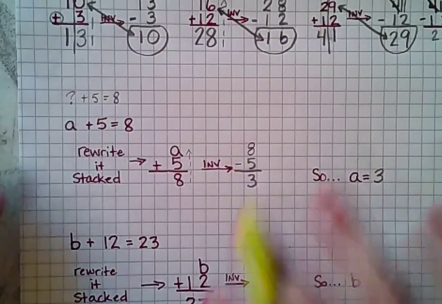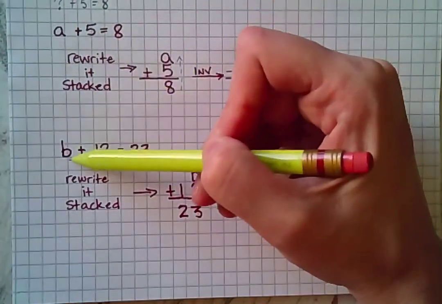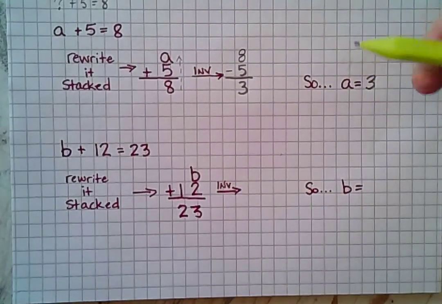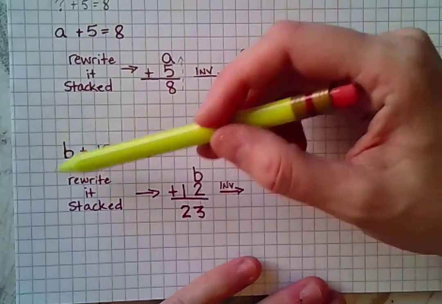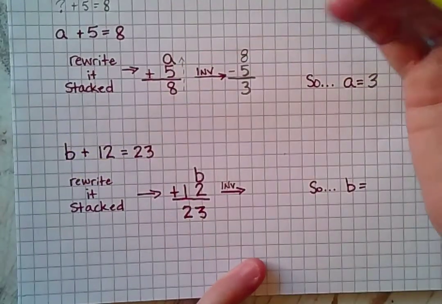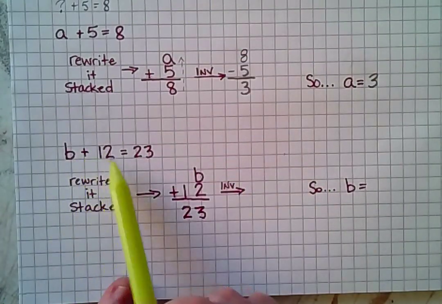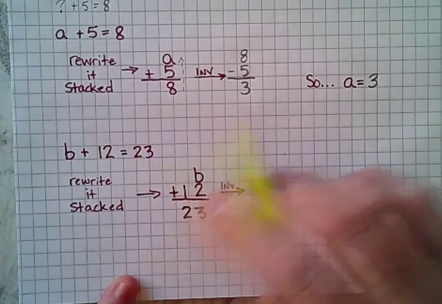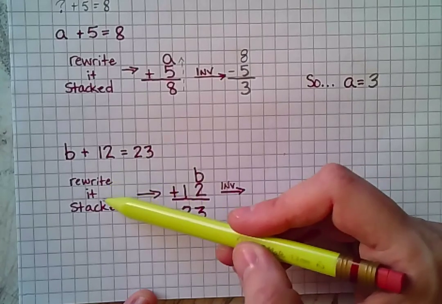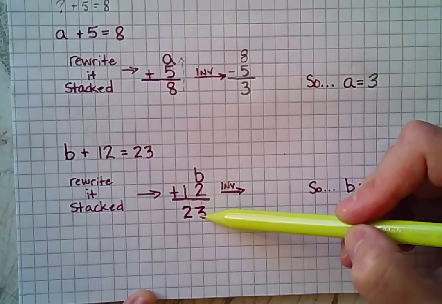Let's try another one. Now, I changed the variable on this one. It's not A, it's B. The fun thing with variables is right now in 4th grade, we can use different letters to represent this space that we don't know. So our equation this time is B plus 12 equals 23. Well, I know this is linear and I'm not solving anything in linear, so I'm going to rewrite it stacked. So B plus 12 equals 23.